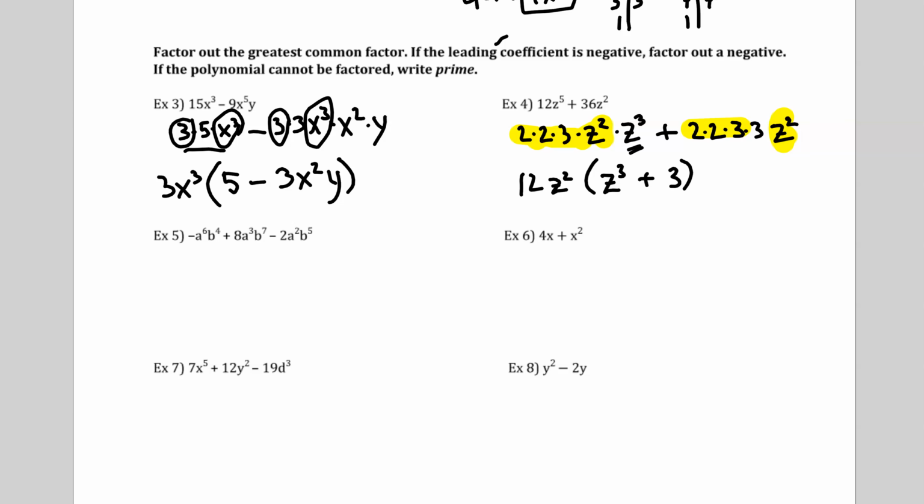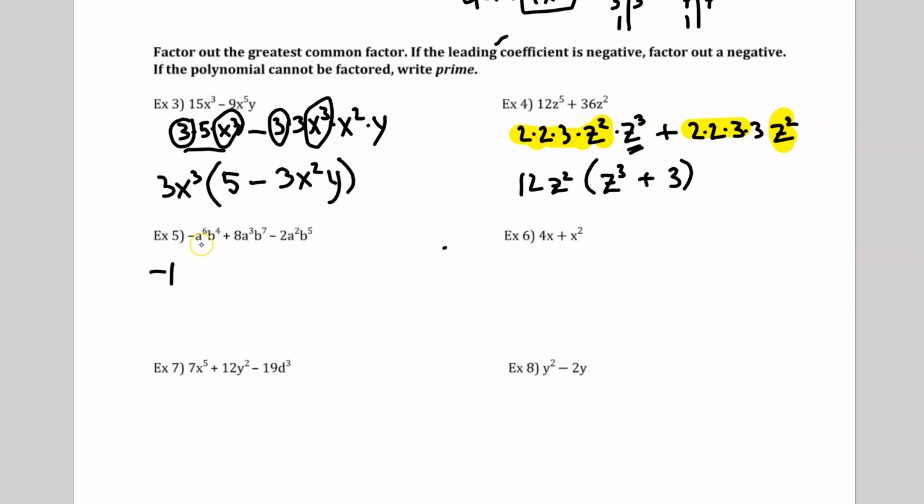On this next problem, I've got to factor out a negative. It says here if the leading coefficient is negative, factor out a negative. If the polynomial cannot be factored, write prime. So since the leading coefficient is negative, I'm going to write -1. And then I look at the variables. They don't have anything else in common for the numbers. The coefficients, 8, -2, and the leading coefficient is like -1. That's the highest number they have in common, is -1.